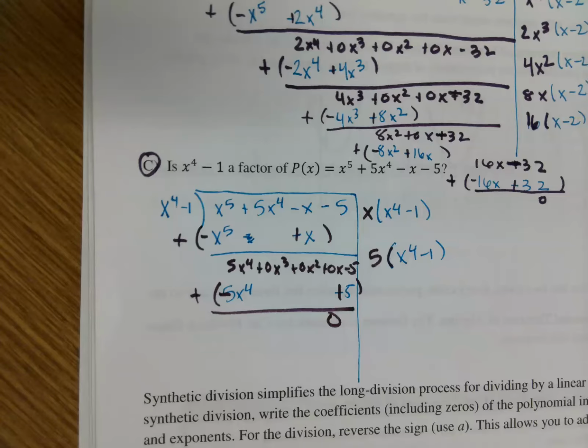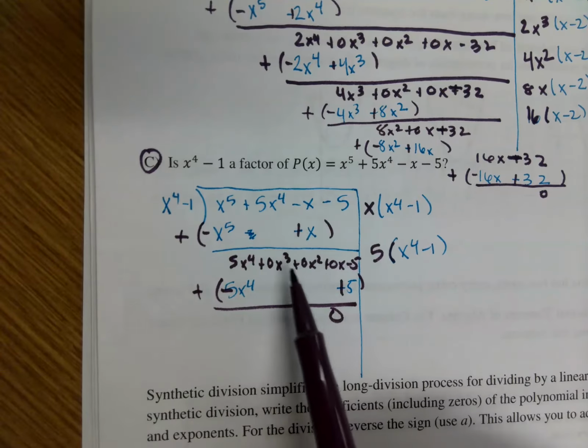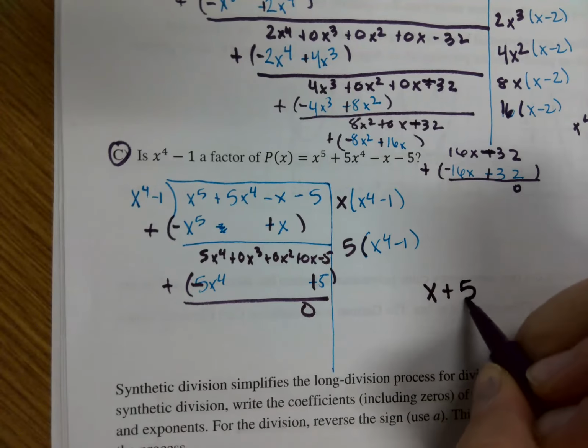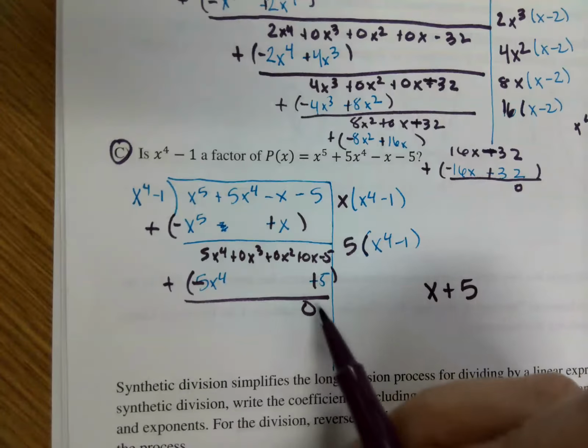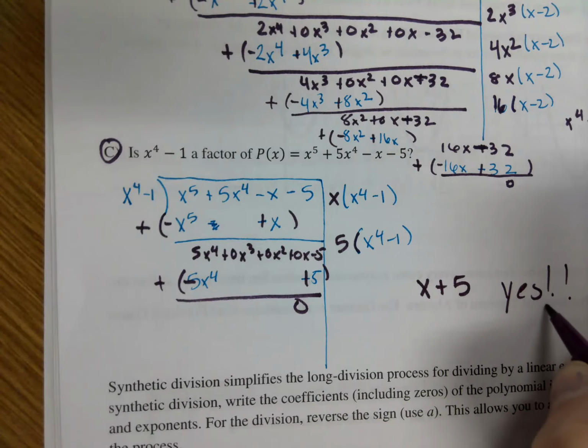Let's do the next one. You may have noticed that I forgot to write in my extra terms here. However, I wrote them down here. So if I were to write out what this was divided, it'd be x plus 5. Those are my two matches, and I got 0 here. So yes, this is a factor.